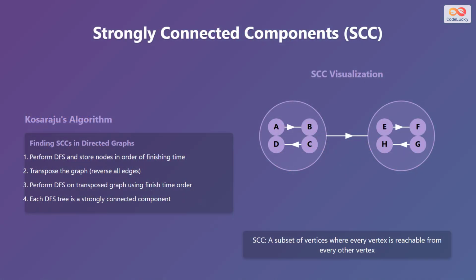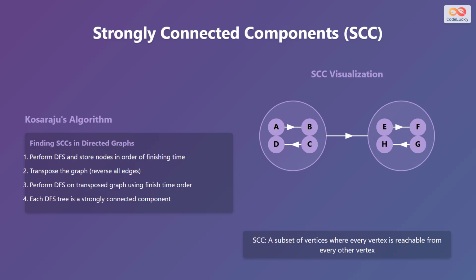A strongly connected component, called SCC, in a directed graph is a subset of vertices such that for every pair of vertices in the subset, there is a path from the first vertex to the second vertex and back. Kosaraju's algorithm is a popular algorithm for finding strongly connected components in directed graphs.